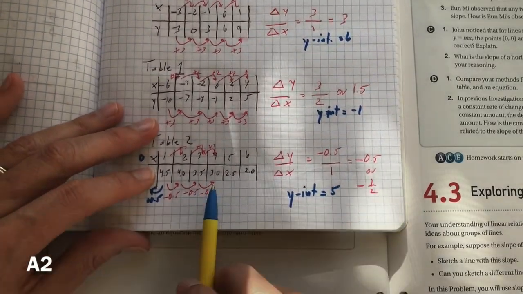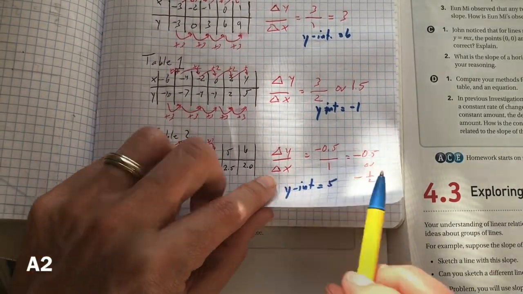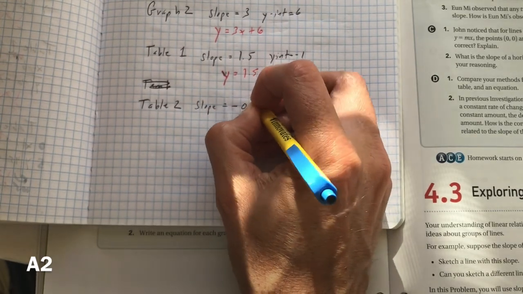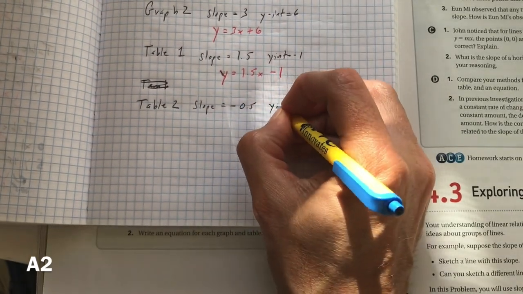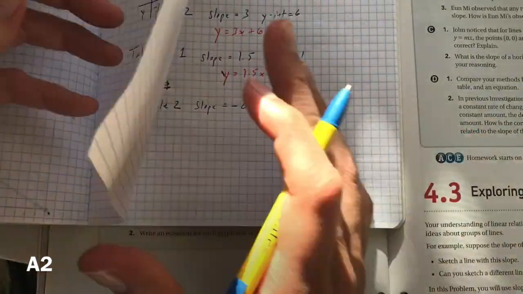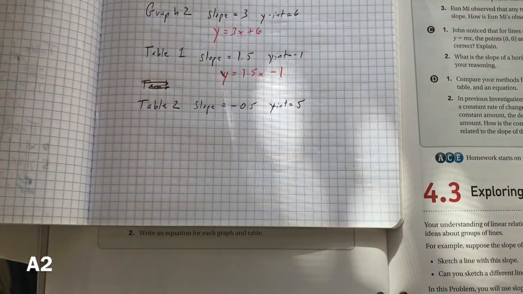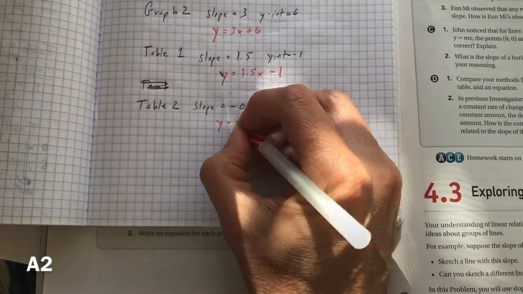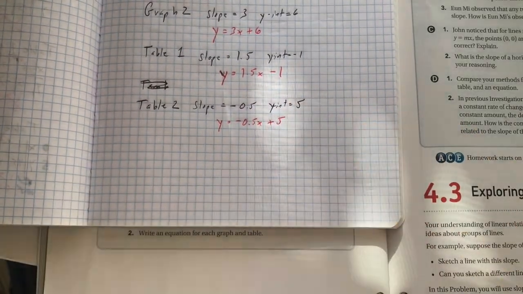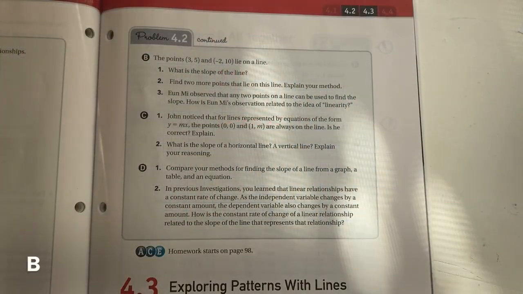And then for table 2, our slope was negative 0.5. And then our y-intercept was 5. So that means our equation would be y equals negative 0.5x plus 5. All right, on to part B.